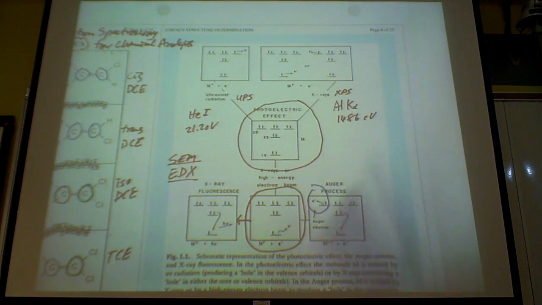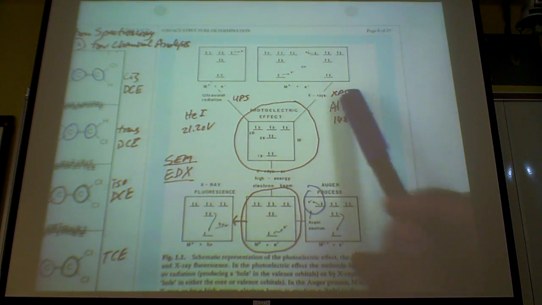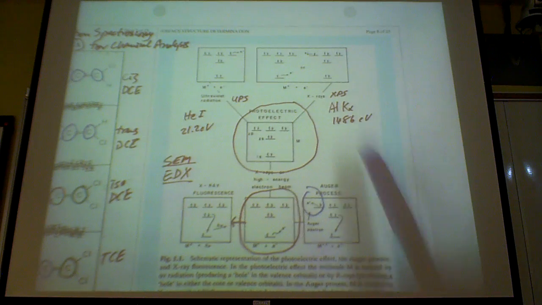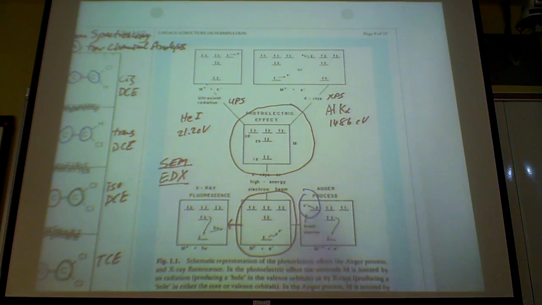But if you use a deeper, more energetic photon, such as aluminum K alpha photon, and how do you generate aluminum K alpha? All you need to do, really, is to just excite it. You take a little bit of aluminum foil, and you bombard it with a high energy electron beam.